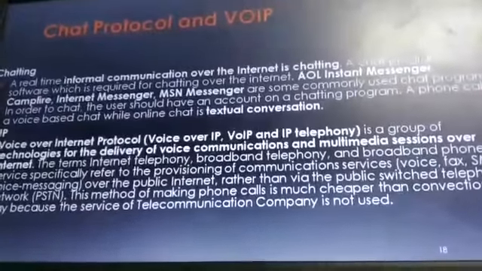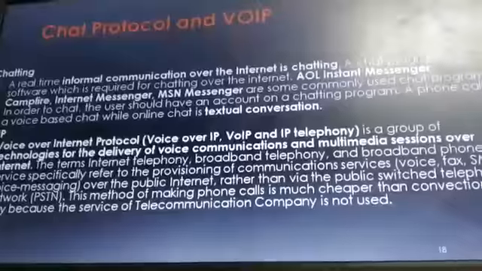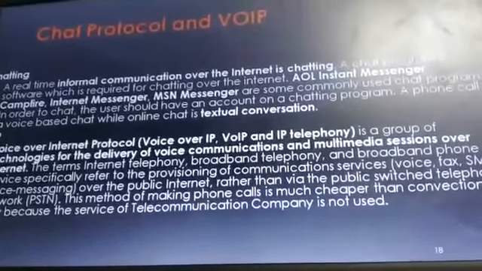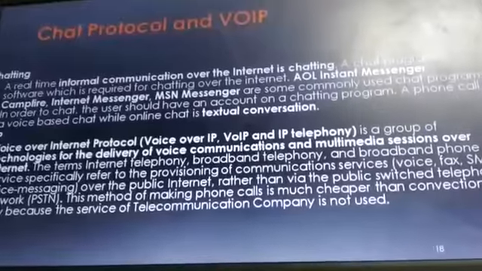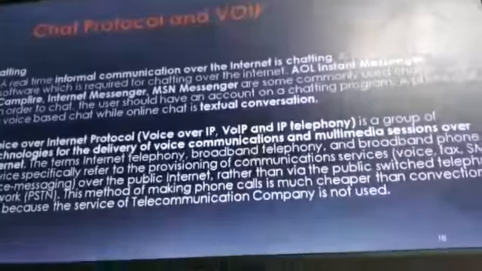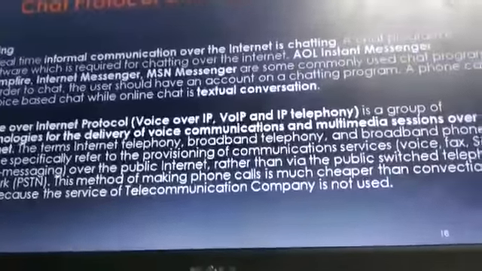So this method of making phone calls is much cheaper than the conventional way because the services of a telecommunication company are not used. So that is one type of chatting, and VoIP means voice messenger you can use with the help of VoIP.